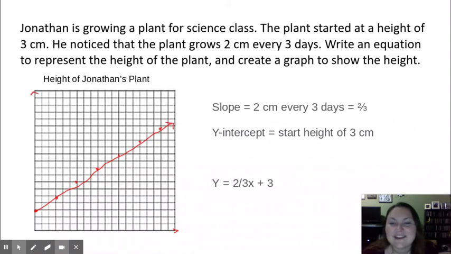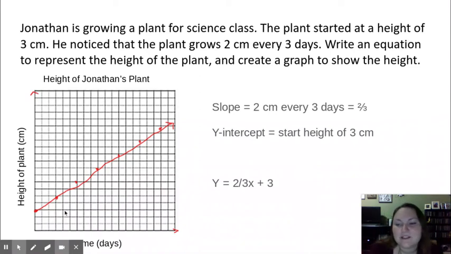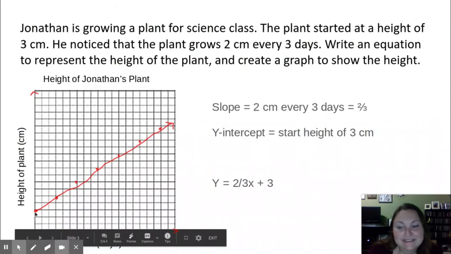We could say this is the height of Jonathan's plant. We could call that y-axis the height of the plant in centimeters, and then the x-axis would be, that box is in the way, but it says time in days. So if you come back to look at it, it's showing that starting point at 0 days. That starting point is 3 centimeters. And we are going up 2 centimeters after 3 days, and it continues on.